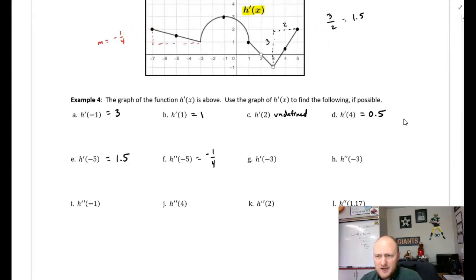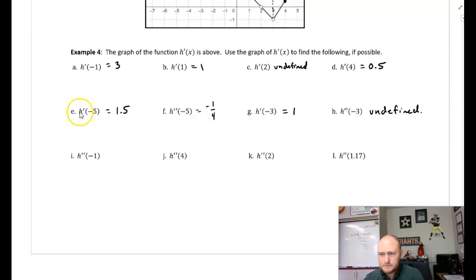Okay, hopefully you paused me. H prime of negative 3, that was very straightforward. That's 1. And then the slope there, well, that's a sharp turn. This is undefined. Undefined, not defined.